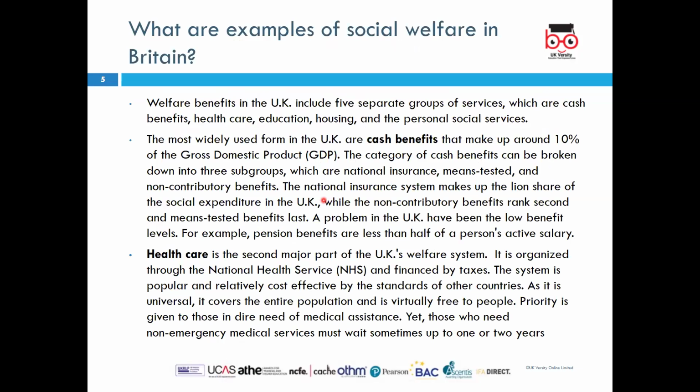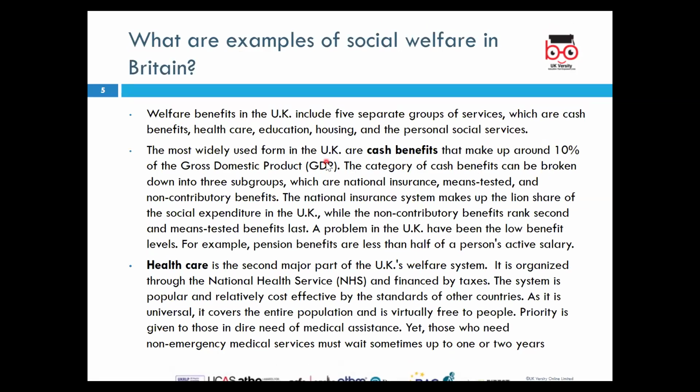Okay, so within the UK, within Britain, what are the examples of social welfare? Welfare benefits in the UK include 5 separate groups of services: cash benefits, healthcare, education, housing, and personal social services. Most widely used in the UK are cash benefits, and these make up about 10% of the gross domestic product within the country.